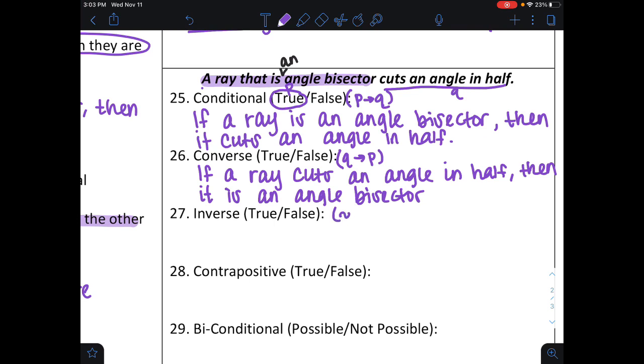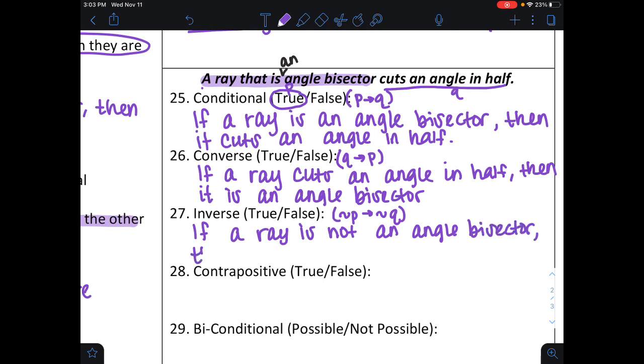Okay, now for inverse, we have not P, not Q. If a ray is not an angle bisector, then it does not cut an angle in half. So if a ray is not an angle bisector, then it does not cut an angle in half.